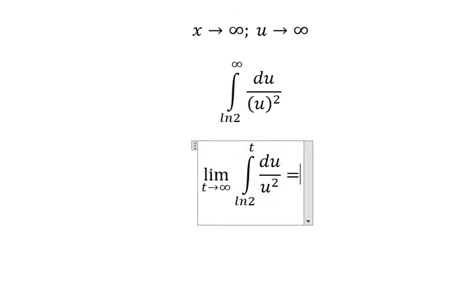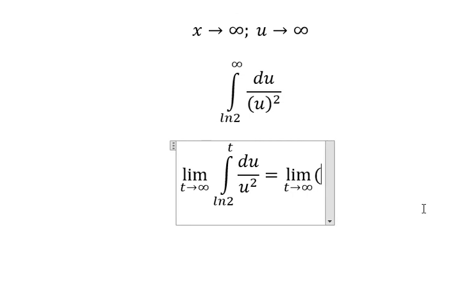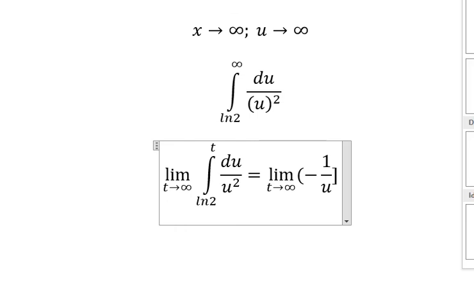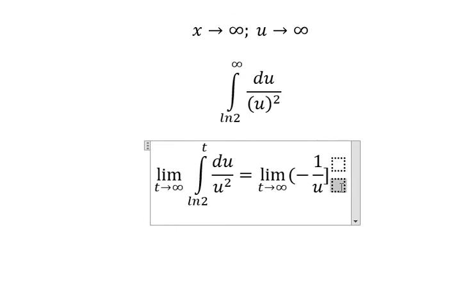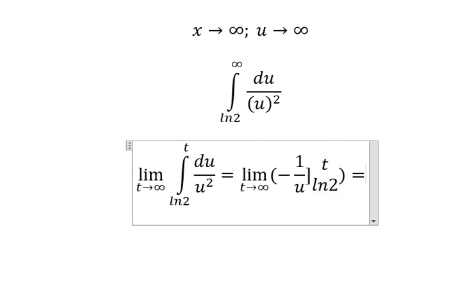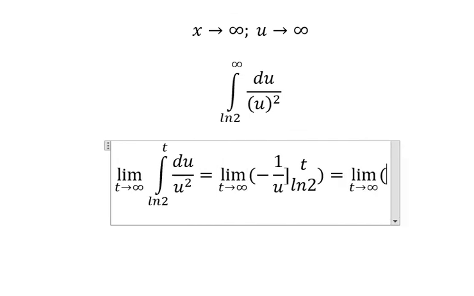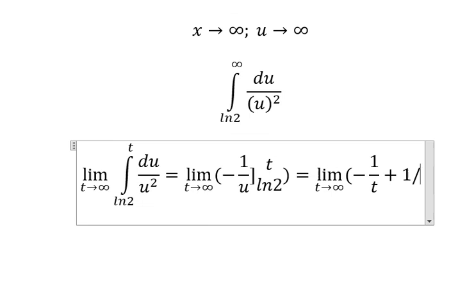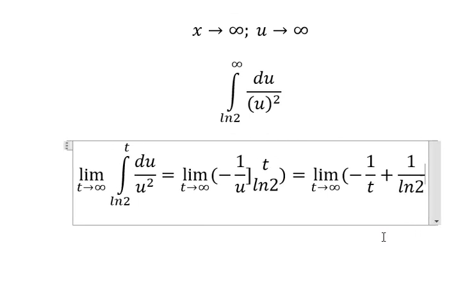So we got this limit in here, and we get negative 1 over u, and we have the boundary from ln 2 to t. So you get negative 1 over t plus 1 over ln 2.